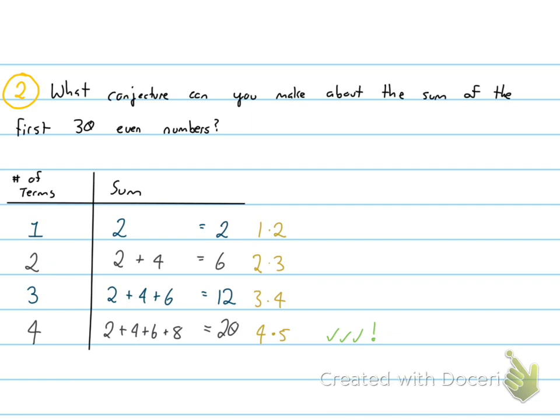So now to predict the sum of the first 30 even numbers, instead of doing this pattern 30 times, I see the pattern could be just 30 times 31, which is 930.